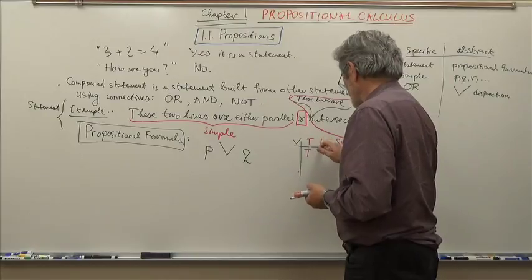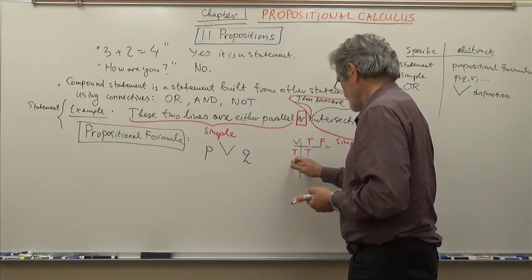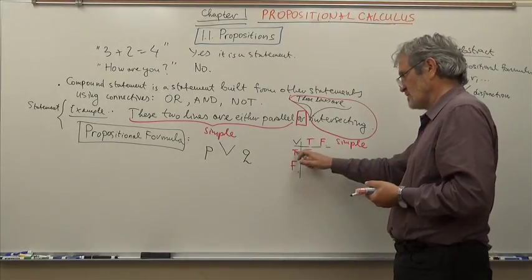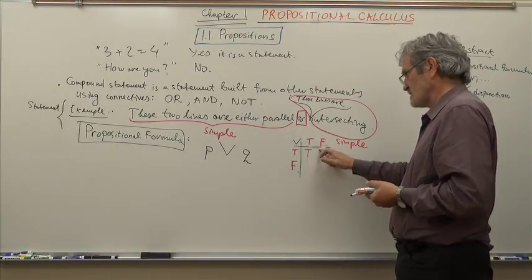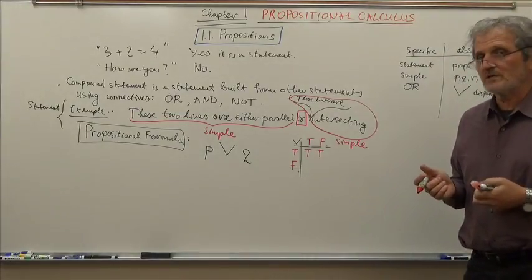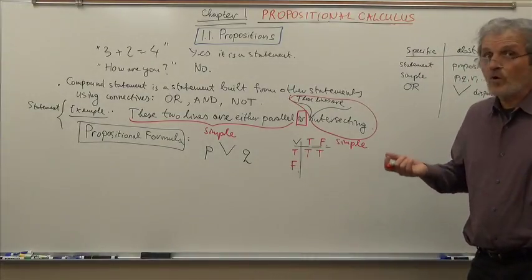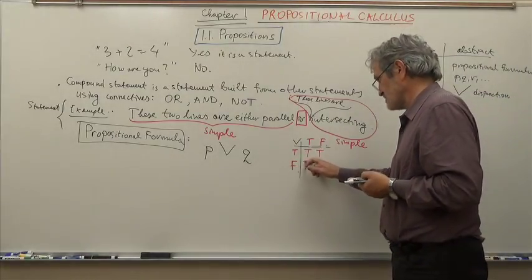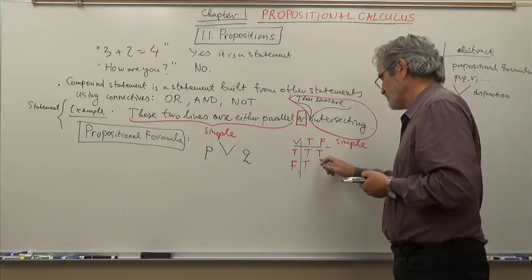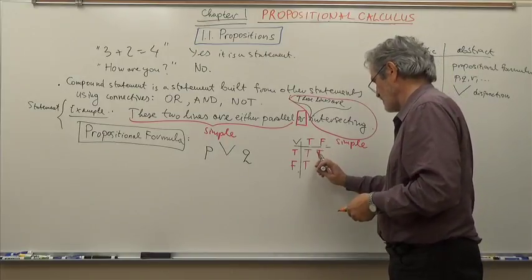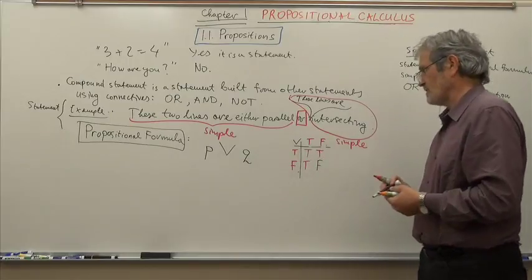So we have true, false, true, false. If both statements are true, the disjunction is true. If the first one is true and the second one is false, it's still true, because when we say that OR is true, we mean one of them is true, or maybe even both. So false or true will also be true. But if they are both false, then we'll say here false. That's the only place where it's false.